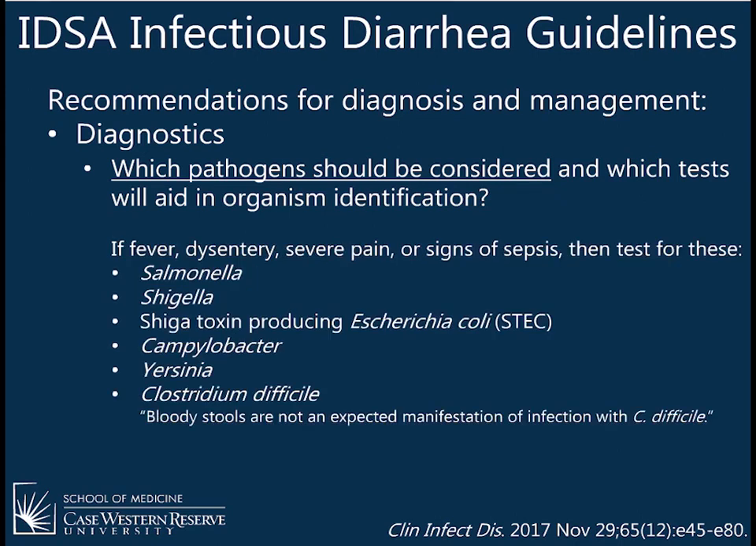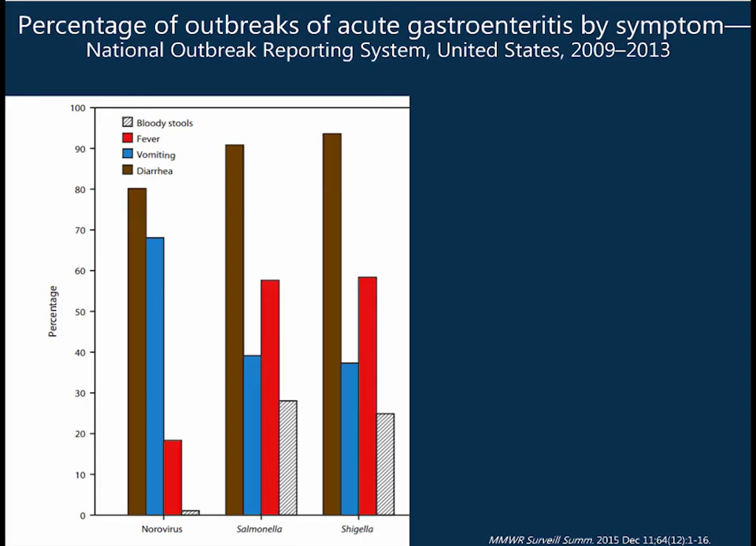The IDSA points out that when there's fever, bloody diarrhea, severe pain, or signs of sepsis, then these pathogens should specifically be considered: Salmonella, Shigella, Shigatoxin-producing E. coli or STEC, Campylobacter, Yersinia, and C. diff, with the caveat that C. diff is not expected to cause infections in which there's bloody stool. And as you remember, fever is going to be seen about 20% of the time when norovirus is present, and a little more than half the time when Salmonella or Shigella is present.